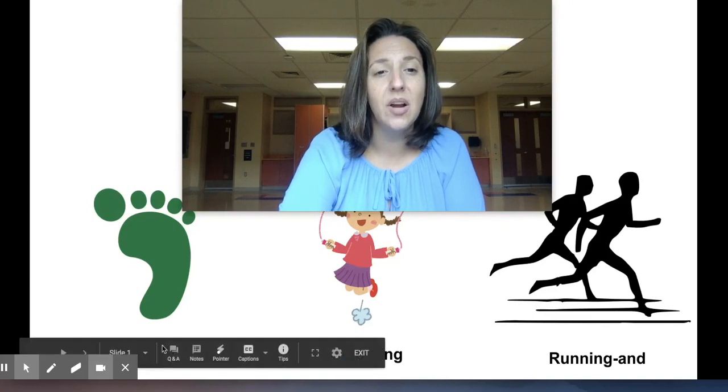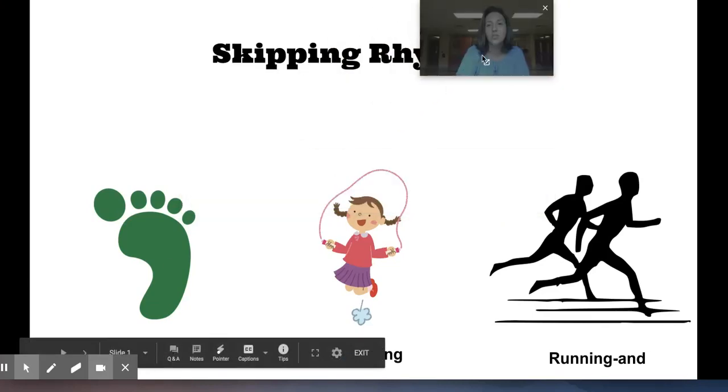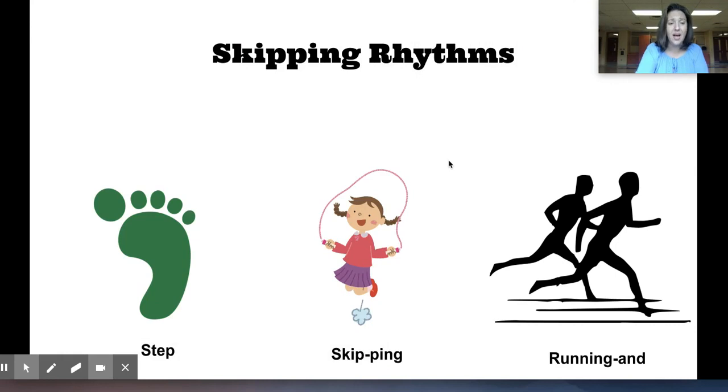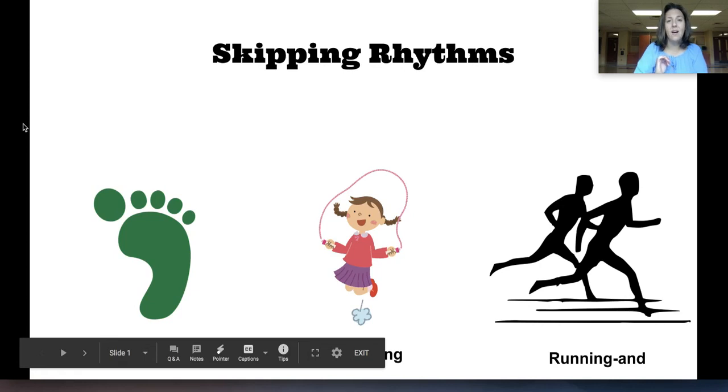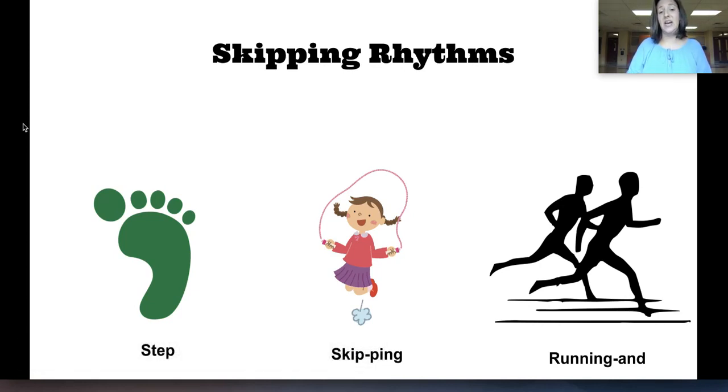So I am going to share with you a little screen of some movements that we're going to do today. All right, so we have our skipping rhythms, and we also have running and stepping rhythms. When we talk about stepping rhythms, we would say the word step. How many syllables does that have? One, right? We would say step. So we would do that in the same way we would step with our feet. So step. So let's just walk around.